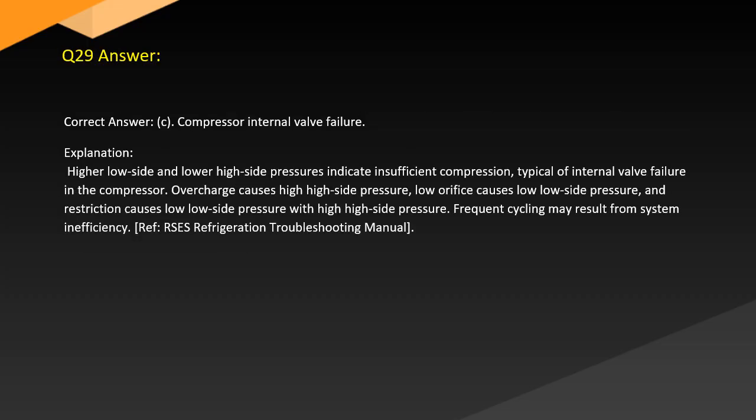Answer. Correct answer C. Compressor internal valve failure. Explanation. Higher low side and lower high side pressures indicate insufficient compression, typical of internal valve failure in the compressor. Overcharge causes high side pressure, a small orifice causes low side pressure, and a restriction causes low side pressure with low high side pressure. Frequent cycling may result from system inefficiency. Ref. Refrigeration Troubleshooting Manual.